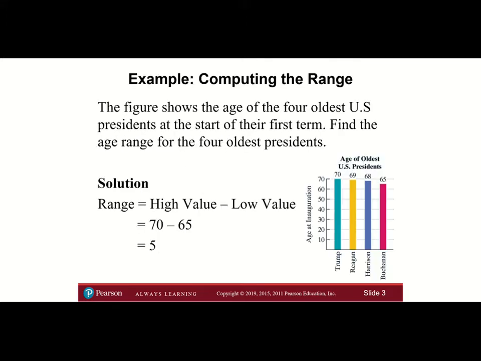Here's an example of range where they are looking at the age of the 4 oldest presidents in the United States. The oldest was Trump at the age of 70. The youngest of the 4 oldest presidents was Buchanan at the age of 65 when they started their first term. So the range would be 70 minus 65, or a range of 5.